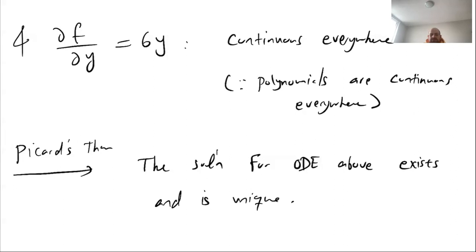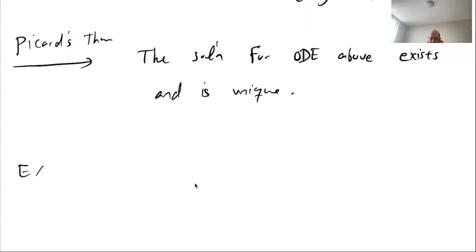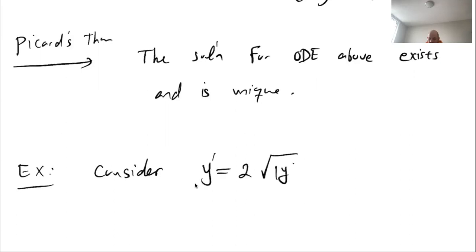So let's look at another example. So far, all the examples that we did satisfied the conditions given in Picard's theorem. Now let's look at an example where Picard's theorem conditions are not satisfied. So let's look at this example. Consider y prime equals 2 times root absolute value y with y of 0 equals 0.